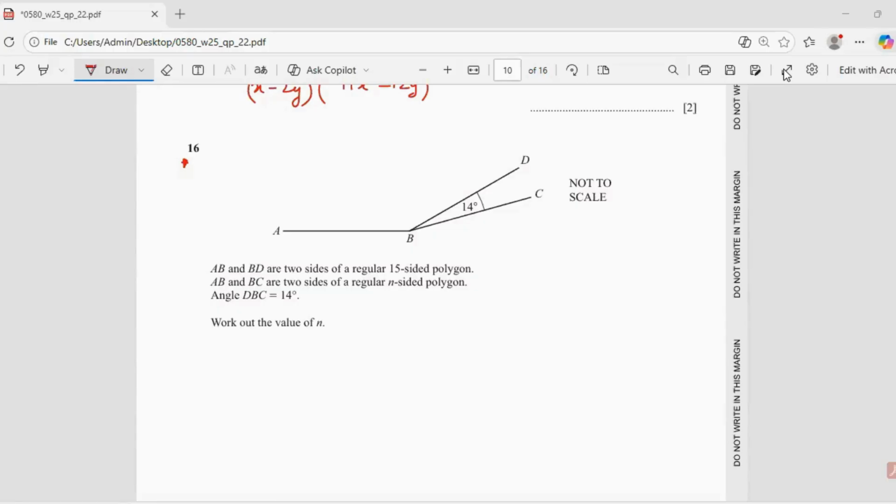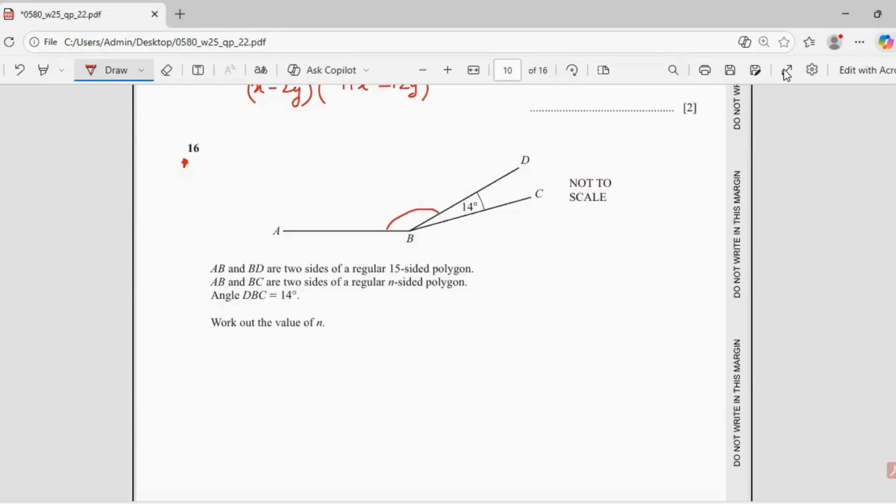To find the value of n, first of all, we have to find this angle. This is the interior angle of a 15-sided polygon. We know to find the interior angle, the formula is (n minus 2) upon n into 180 degrees, which will give you the interior angle.